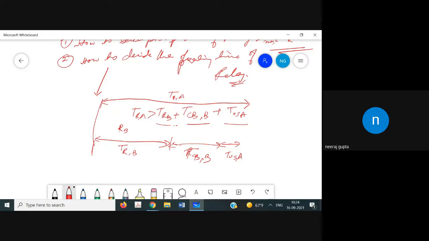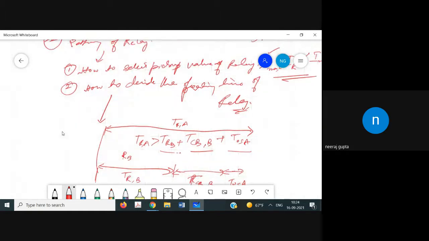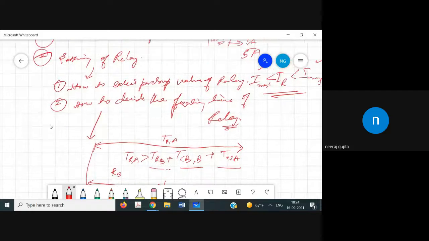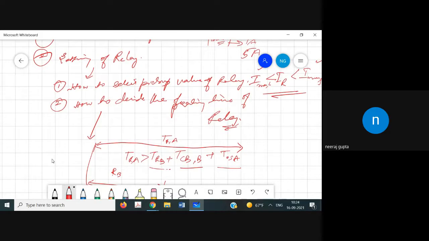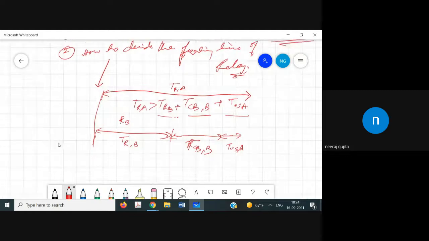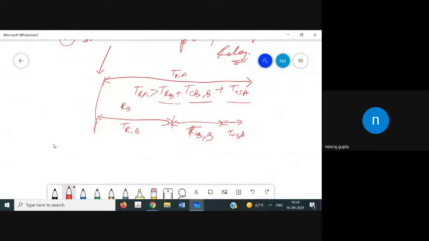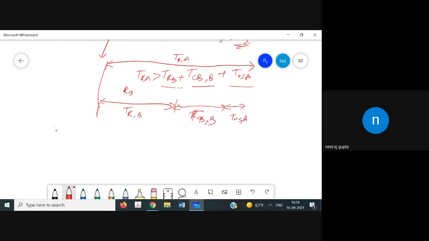Now, in the light of the above discussion, this is about how we select the pickup value of the relay, and then how to decide the operating time of the relay. We have seen how we have to find the operating time of the relay. Now, what is the correct procedure for the setting of a relay? Now we start the setting of the relay.